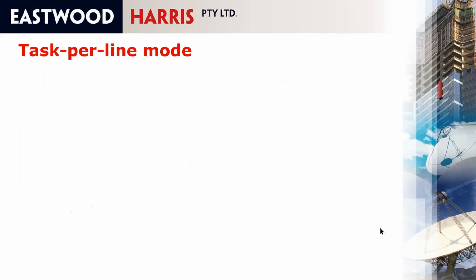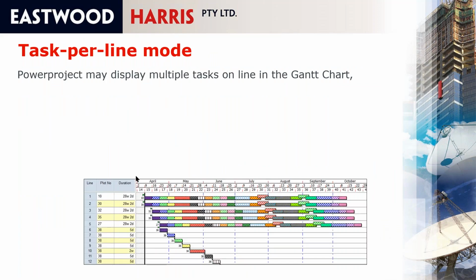So the task per line mode function is really useful. For example, if you've got a large development where you've got, say, 30 houses, you can put each house on one line with the coloring here representing different trades. And when you have tasks that are overlapping, so you've got a finish to start with a negative lag there, then these can pop up and show the overlap. So this is showing individual houses, and this is where it's unrolled to show the detail or rolled up. That's up to you.